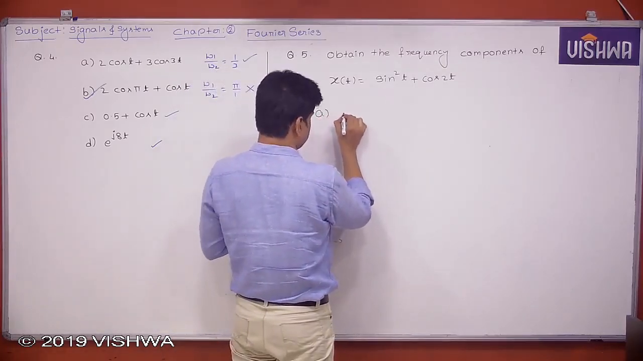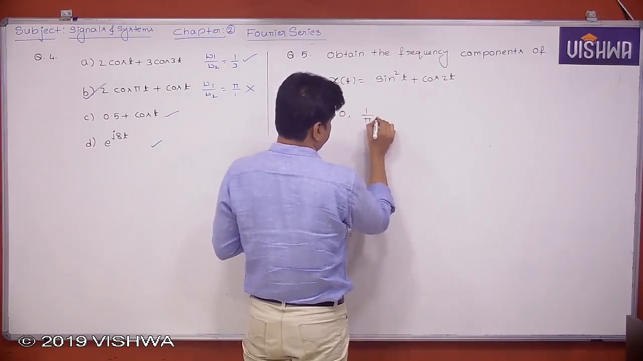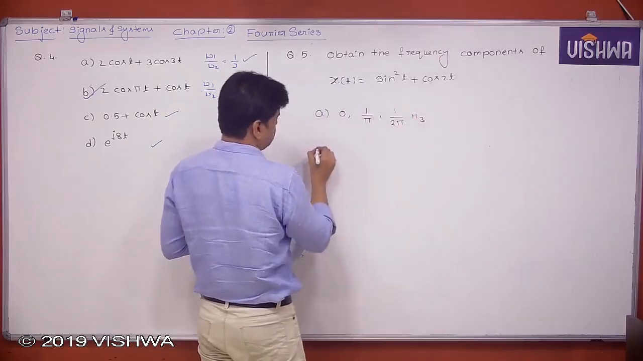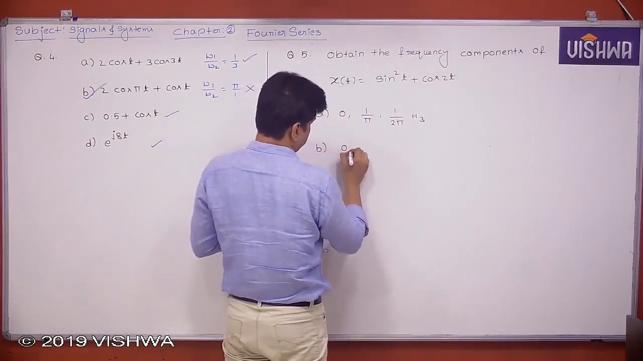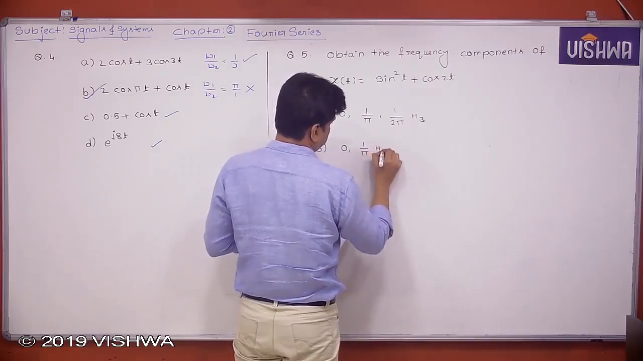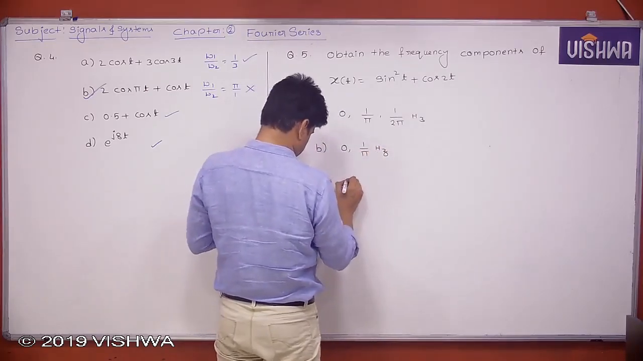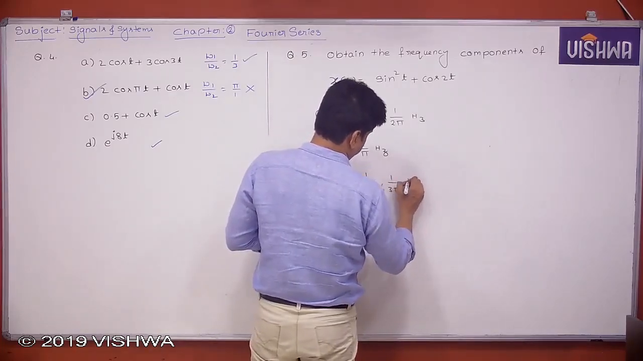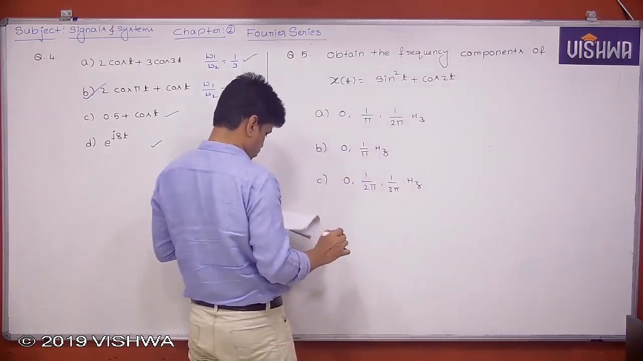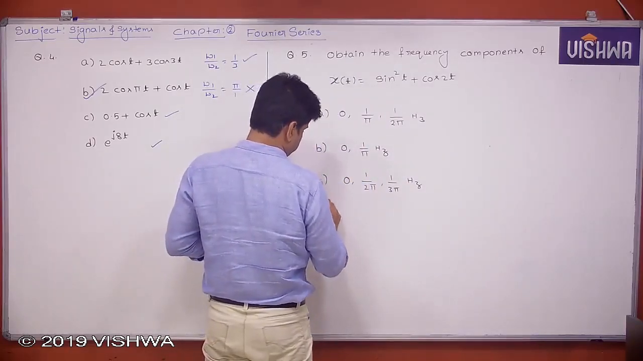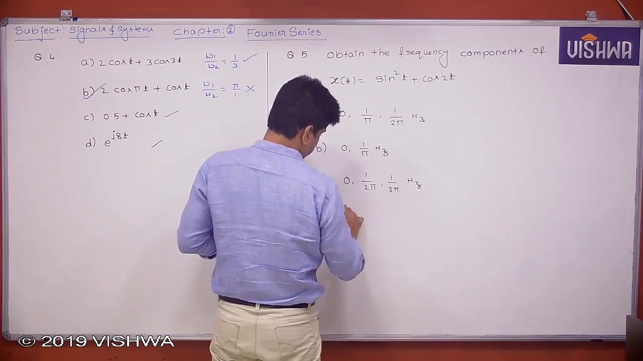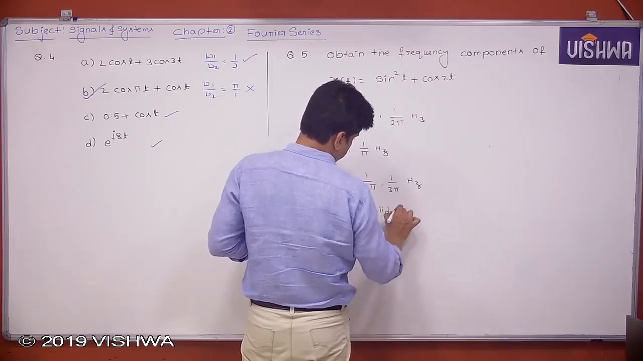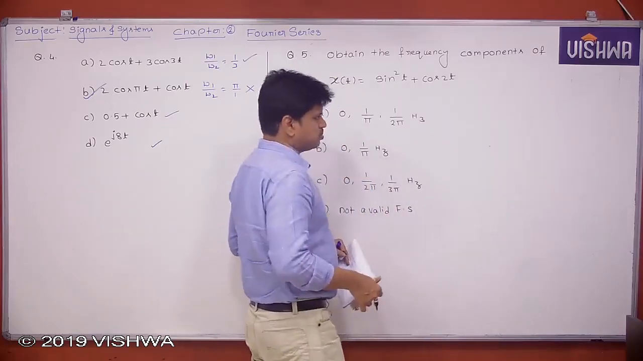Options: Option A, 0, 1 by pi, 1 by 2 pi Hz. Option B, 0, 1 by pi Hz. Option C, 0, 1 by 2 pi, 1 by 3 pi Hz. Option D, not a valid Fourier series.